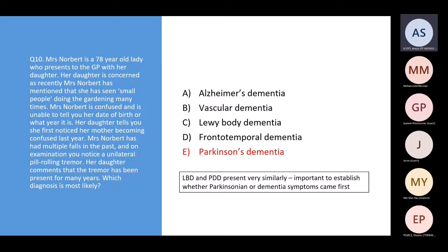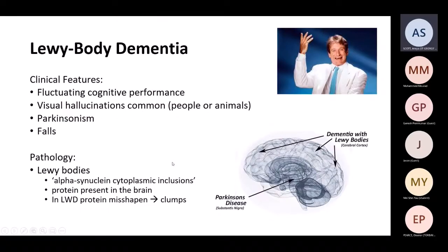But they often have these visual hallucinations anyway. But in this case, the Parkinson's type symptoms came before the dementia type symptoms, which is why it's more likely to be Parkinson's dementia. So Lewy body dementia, they have this fluctuating cognitive performance. Visual hallucinations are common, they can have Parkinsonism, and commonly have falls as well due to that.